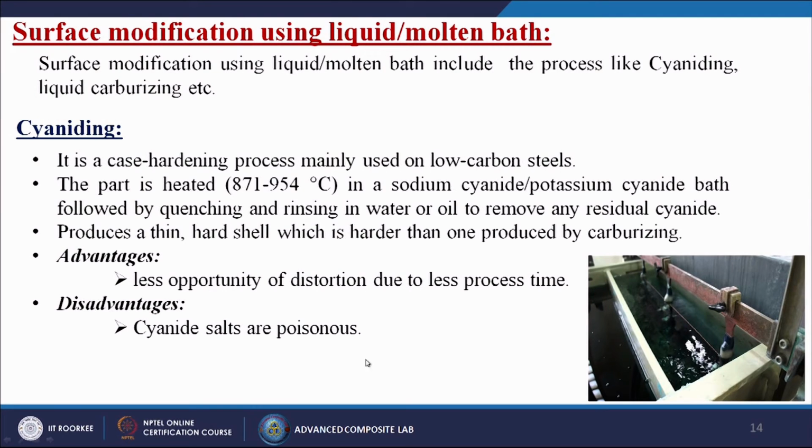This part is heated around 871 to 954 degrees centigrade in a sodium cyanide potassium cyanide bath, followed by quenching and rinsing in water or oil to remove any residual cyanide. It produces a thin hard case which is harder than one produced by carburizing. Advantages: less opportunity of distortion due to less process time. Disadvantages: cyanide salts are poisonous.